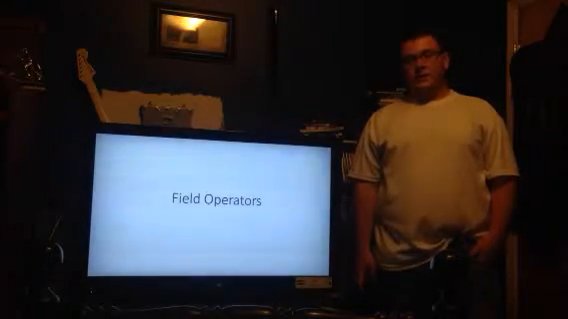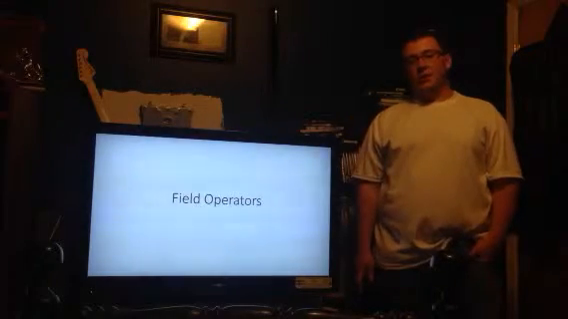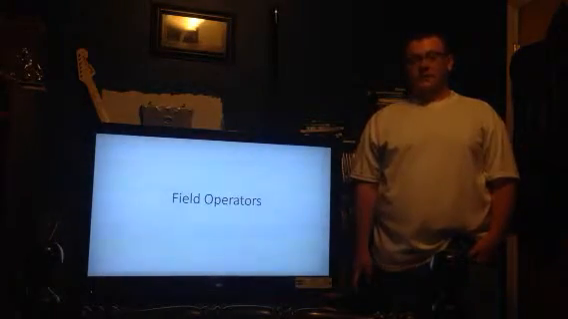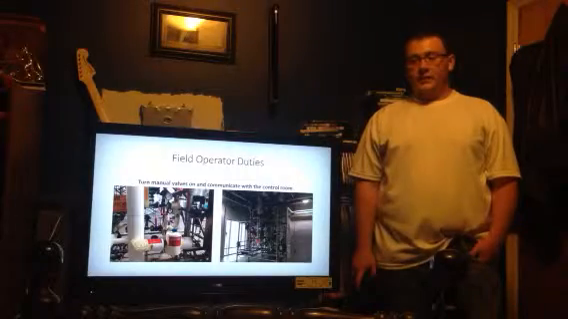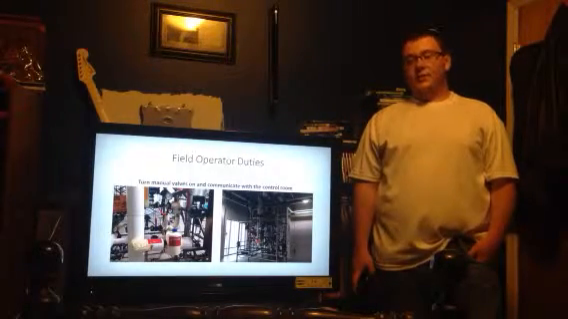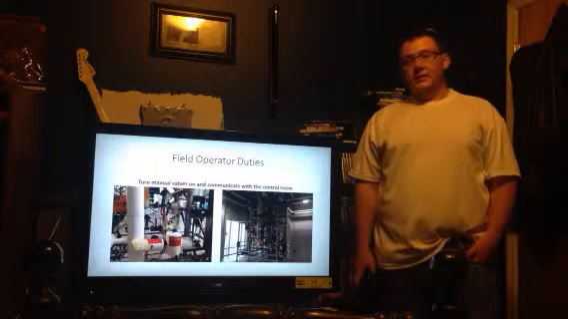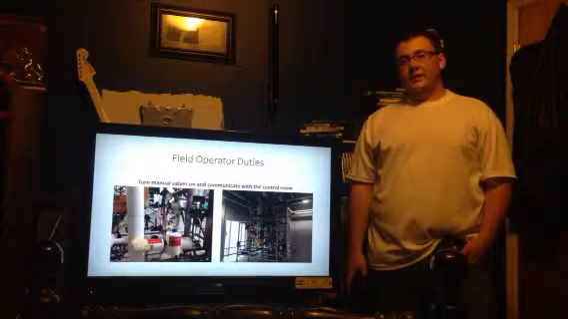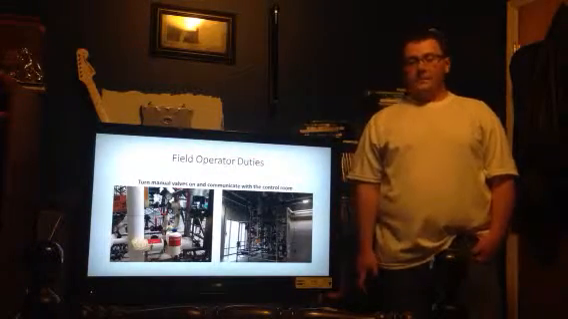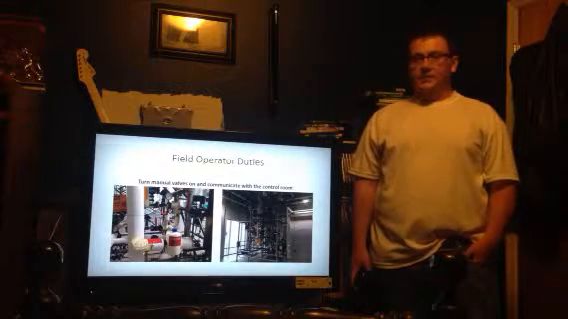Field operators are the people that are on the plant floor that run the distillation columns. Their duties, they have to turn the manual valves on and communicate with the control room, since the control room can't actually see the plant and what it's doing. All they can see is those computer screens.